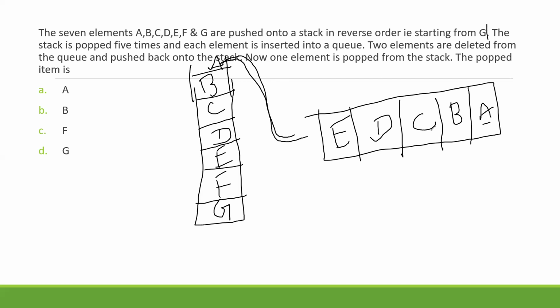It will move here. Next B, next C, next D. I'm going to move here. Next E, I'm going to move here. I'm just taking this as the queue. So that's the queue I've inserted.